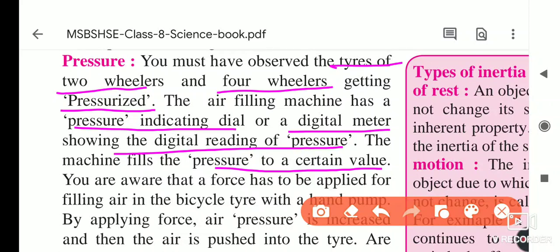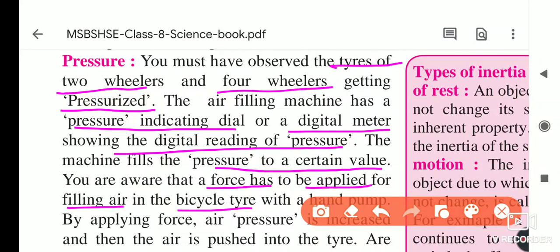So you are aware that force has to be applied for filling air. In olden days there was a pump, and by using that pump we fill air inside the bicycle's tire. We take the handle upward, the piston is inside it, and we push it down. Due to this, air enters the tire. So to fill air, the most important thing is that we have to apply force on it, and then the air enters the tire of a bicycle.